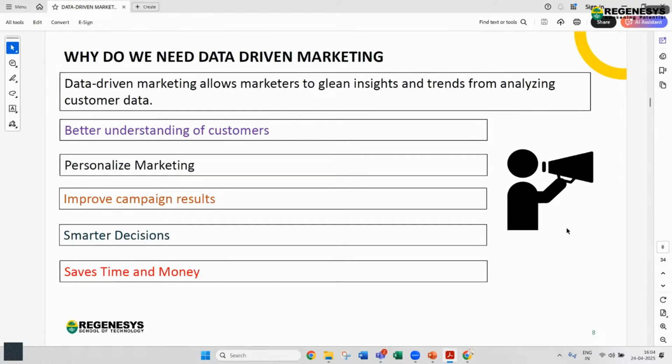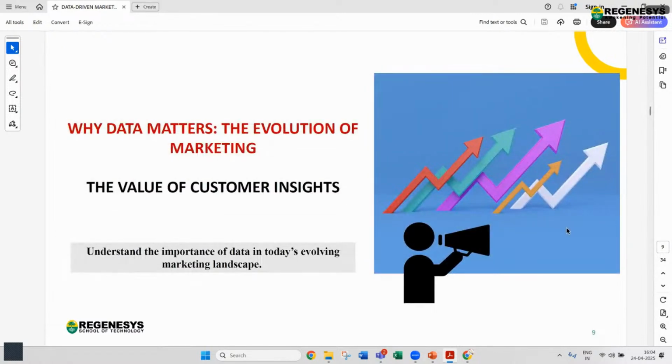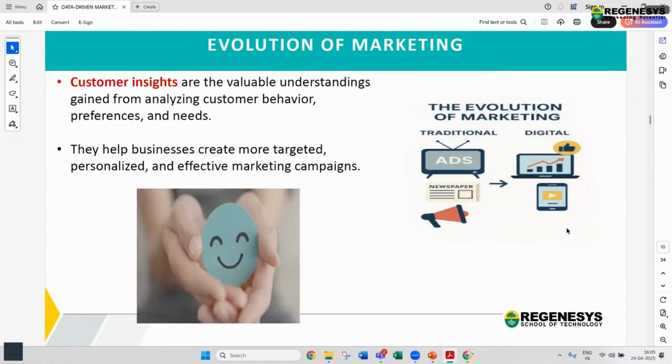And let us now see why data matters. We have seen there are a lot of evolutions in the field of marketing. And in this evolution, the value of customer insights has become very, very important, as marketing has evolved from the traditional method to the modern method, that is digital marketing. So, in the evolution of marketing, the main thing is that customer insights are very, very valuable.